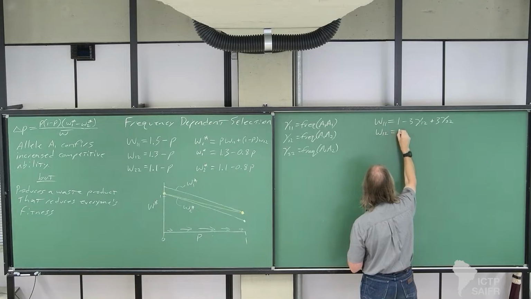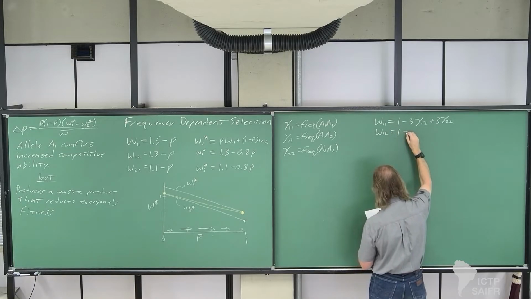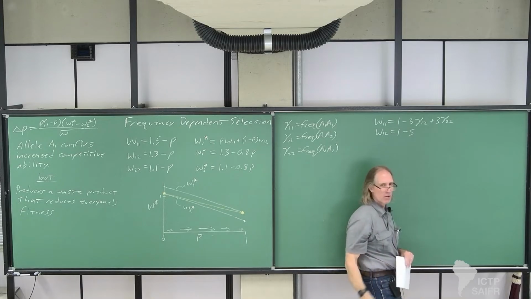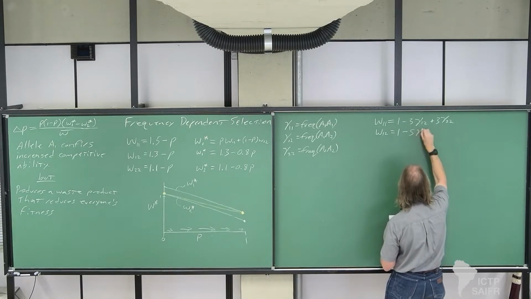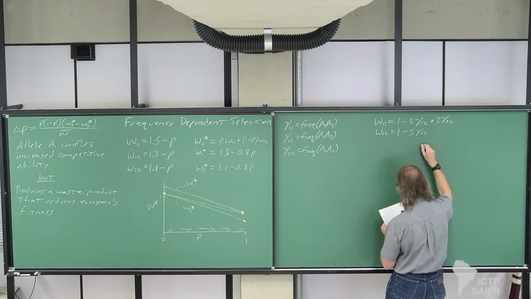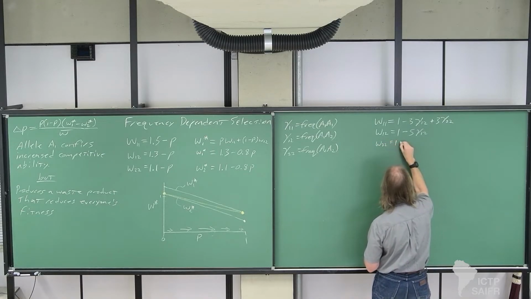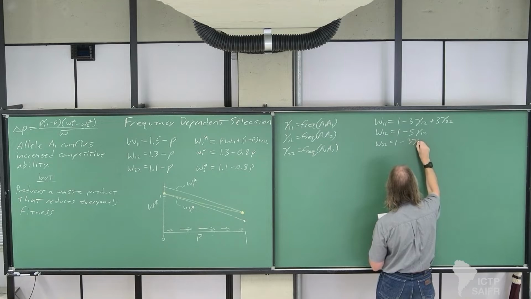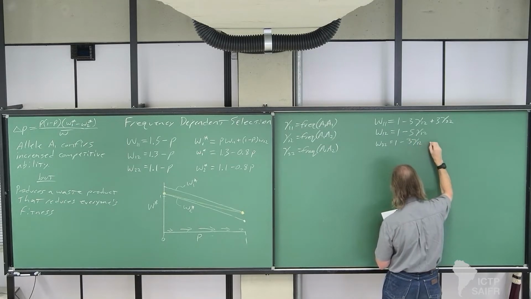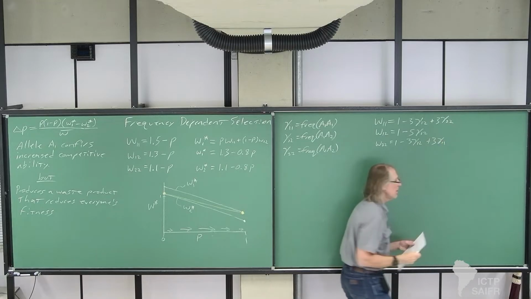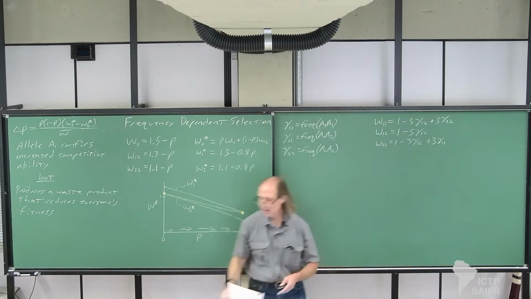W12 is 1 minus S. S is going to be a variable that I'll tune. S times gamma 1, 2. And W22 is 1 minus 3 gamma 1, 2 plus 3 gamma 1, 1. So I made this up basically to be symmetrical.